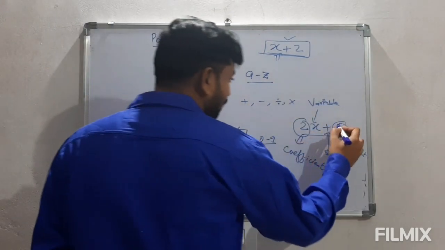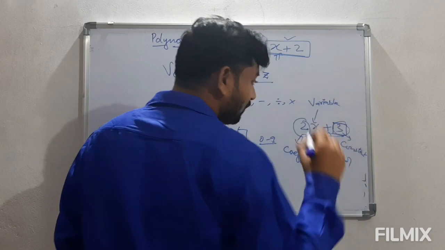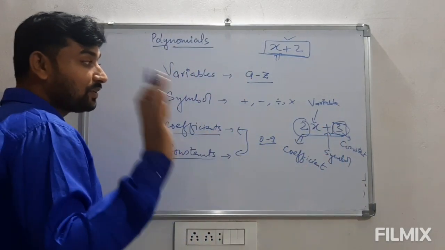Then finally we have a constant. A constant is a value which remains constant throughout.